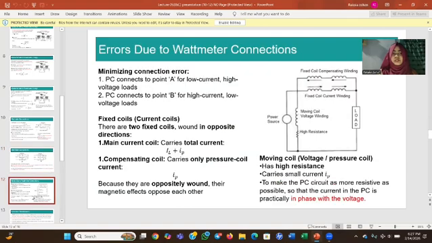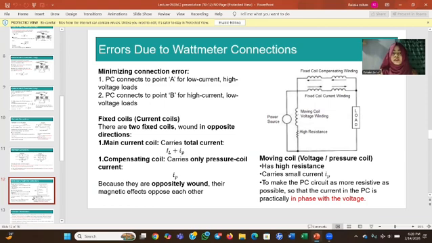And the last of my slide is errors due to wattmeter connection. To minimize connection error: first of all, connect the PC to point A for low current, high voltage loads, and connect the PC to point B for high current, low voltage loads.